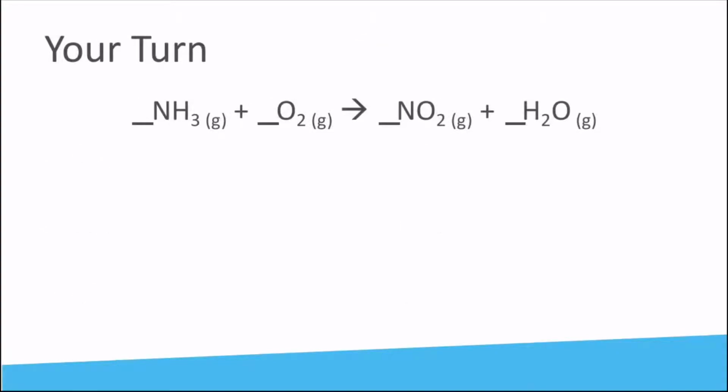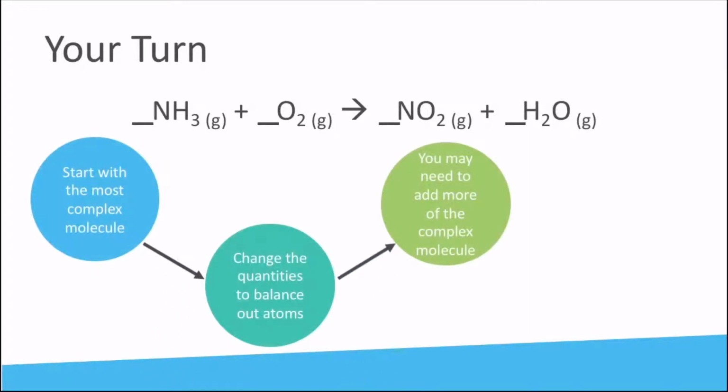Okay, so now it's your turn. But before you go ahead and start working on this problem, here's a reminder of the steps you should take. Always start with the most complex molecule, and then manipulate the remaining molecules so that all the components balance out. Remember, you may need to go back to the most complex molecule if you hit a dead end, like in our last example. When you're finished, always check your work to make sure there is an equal number of each element on each side of the equation. So now you can go ahead and pause the video to work on the problem before I reveal the answer.